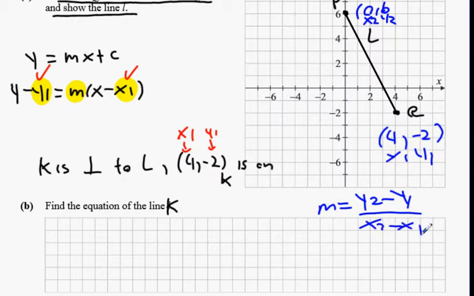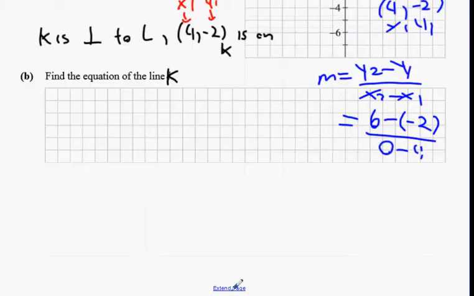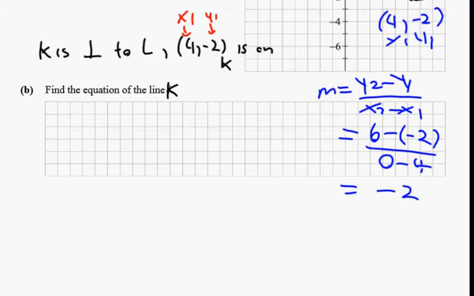So I'm going to get 6 minus minus 2, all divided by 0 minus 4. So that's going to be 8 over minus 4, which is a slope of minus 2. Is everybody happy with slope minus 2? Okay. A slope of minus 2, just a quick bit of revision here.